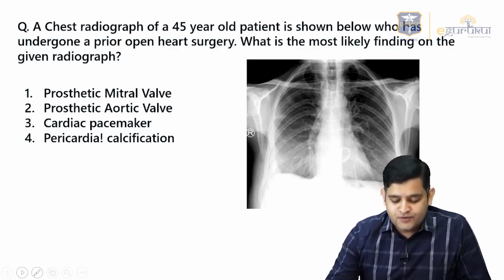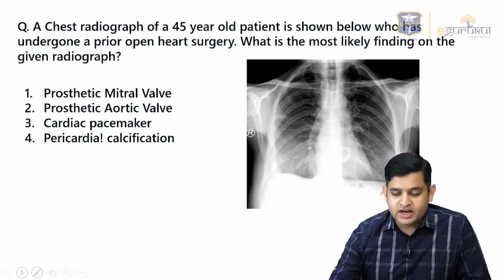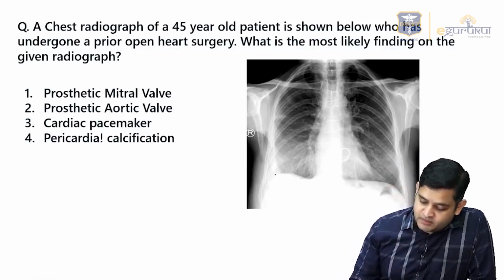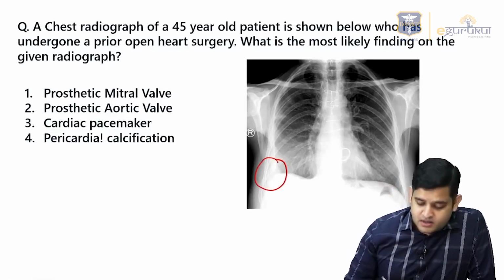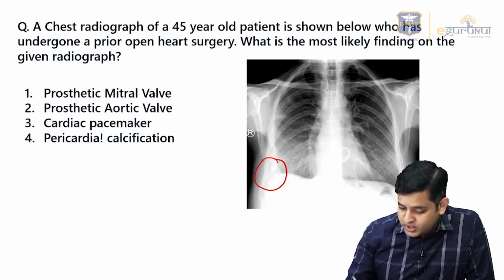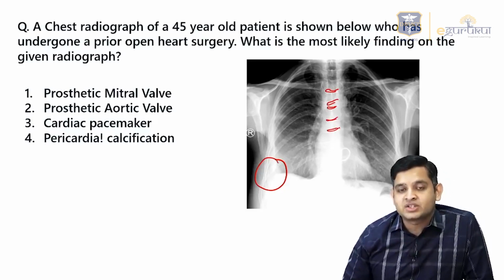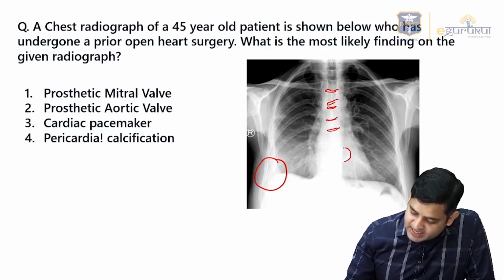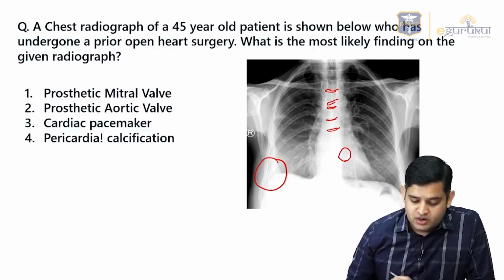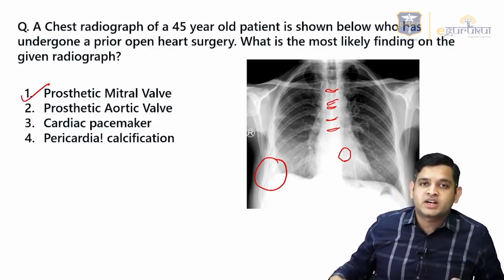A chest radiograph of a 45-year-old patient is shown below who has undergone a prior open heart surgery. What is the most likely finding on the given radiograph? Now, what you see in this particular image, there is a right-sided pleural effusion. But when you look at the choices, you don't see any choice as the pleural effusion. So you have to see, you could see these sternotomy sutures. So that means this patient has undergone a cardiac surgery. And then you see this metallic ring shaped structure at this location. So this is a characteristic location of a prosthetic mitral valve.